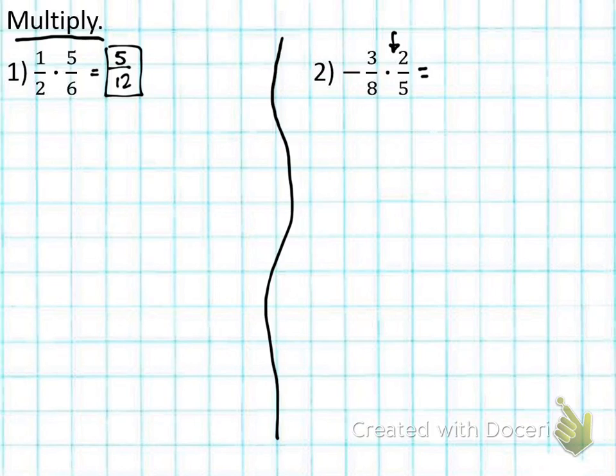It is a negative answer, right? So we want to make sure we have a negative answer ready. Next thing I got to do is check to see if I could simplify anything. Is there any number that goes into 8 and 3? Nope. How about 8 and 2? Yeah, 8 and 2 has 2 that goes into it.